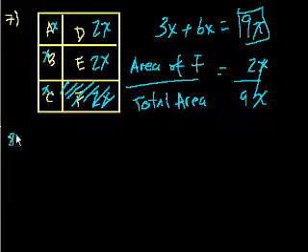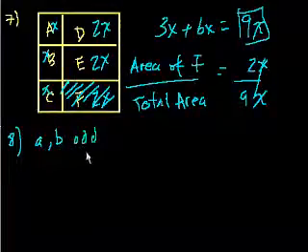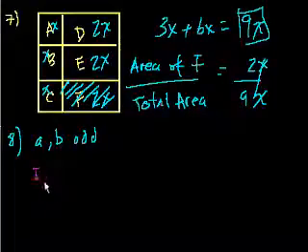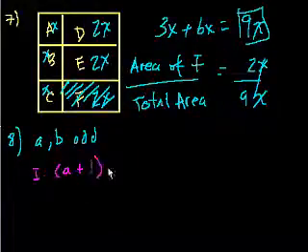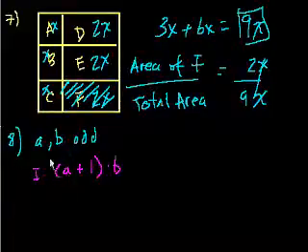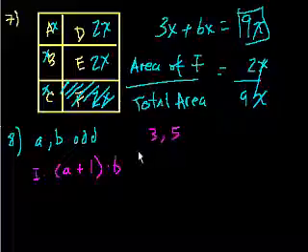Okay, problem number 8. If A and B are odd integers, which of the following must also be an odd integer? Oh, these are fun. All right. So choice 1 they give is A plus 1 times B. Well, they say, can this be odd? Well, let's just try out some numbers. Let's say A and B are 3 and 5, right? These are two odd integers.